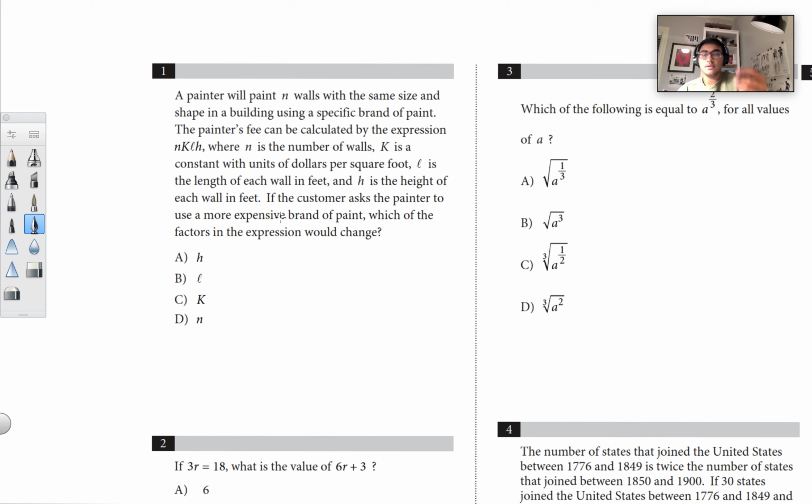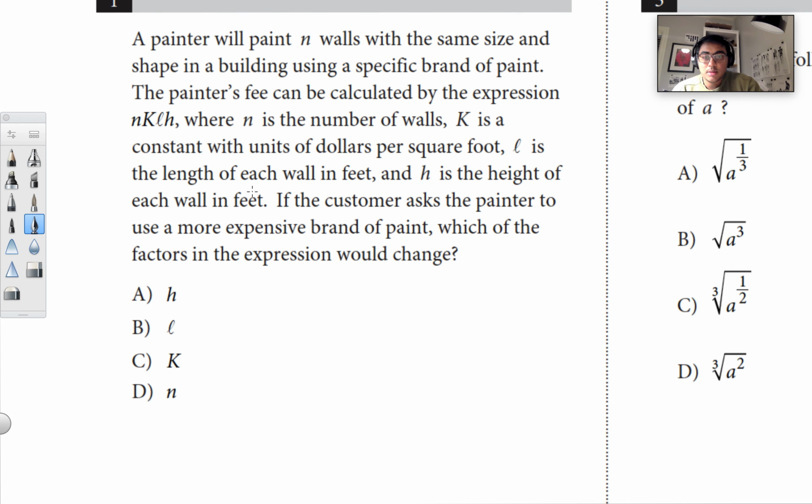Section 3, doing questions 1 to 5 on the Math No Calculator section. Let's see, question number 1.